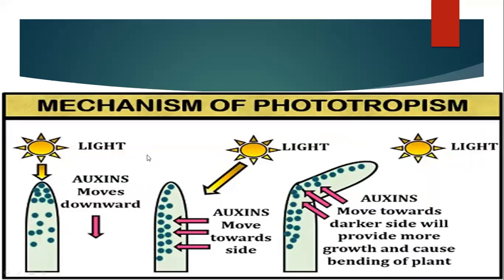So this is another diagram showing that when the light comes in, oxygen will move downward, and when moving downward it causes the elongation of these cells, so the tip will move toward the light. When the light is coming from the side, the oxygen will move to the shade side, to the other side, causing the elongation of these cells, and the tip will move toward the light.